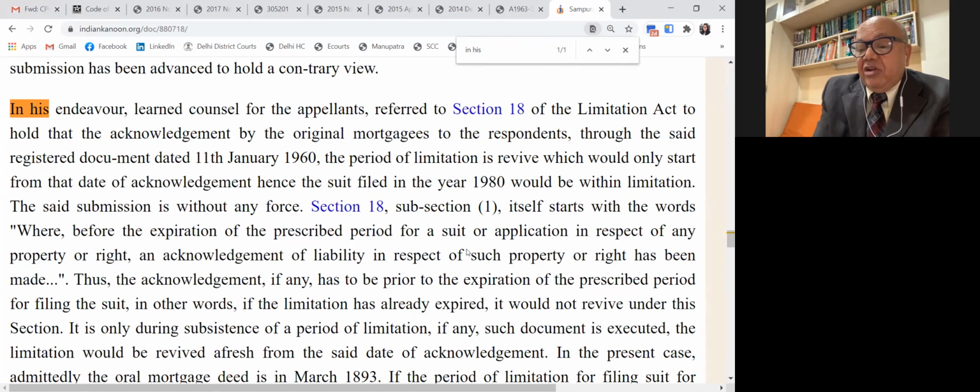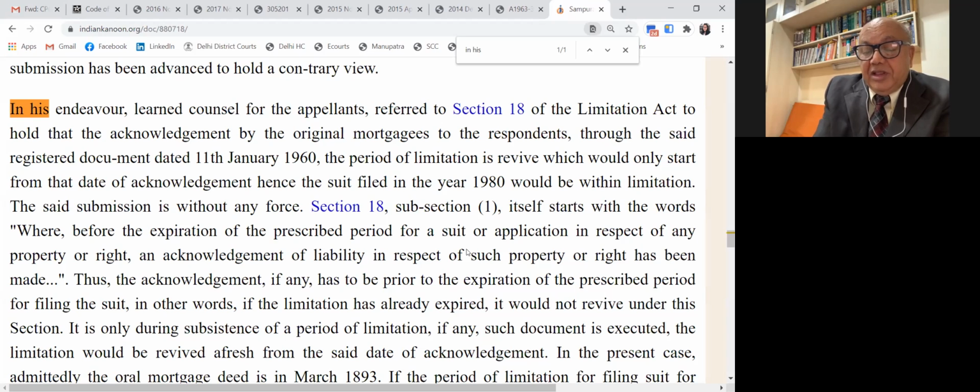The said submission is without any force. Section 18 itself starts with the word "where": before the expiration of the prescribed period for the suit or application in respect of the property, an acknowledgement of a liability in respect of the property has been made. Thus the acknowledgement, if any, has to be prior to the expiration of the prescribed period for filing the suit. In other words, if limitation has already expired, it would not revive under this section.